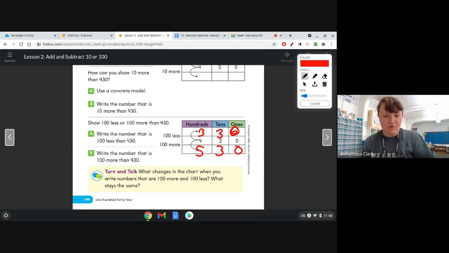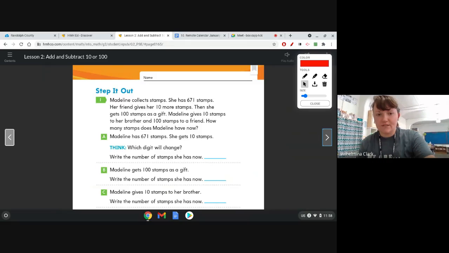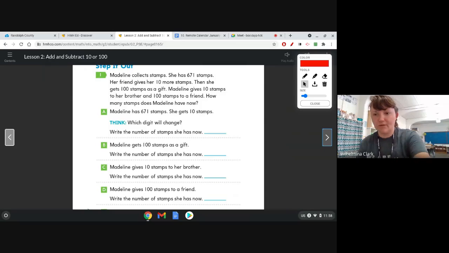Okay, so the question at the bottom says what changes in the chart when you write numbers that are 100 more and 100 less, and then what stays the same. Okay, so go ahead and write this down. All right, and we're going to keep going. Okay, all right, so step it out. Here comes a long process, so make sure you stick with me, okay?